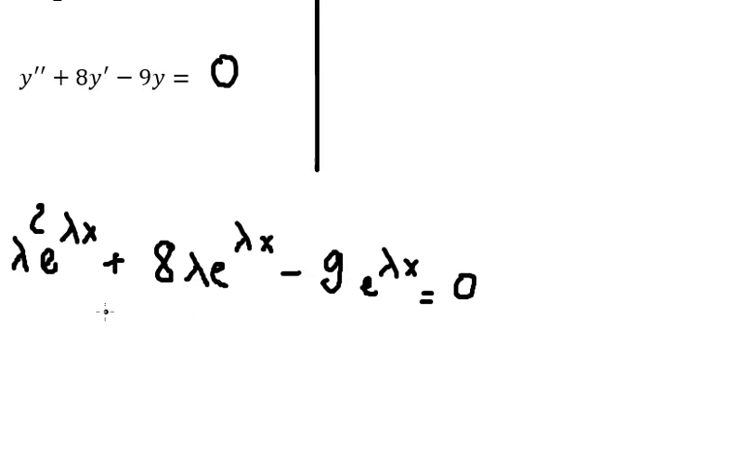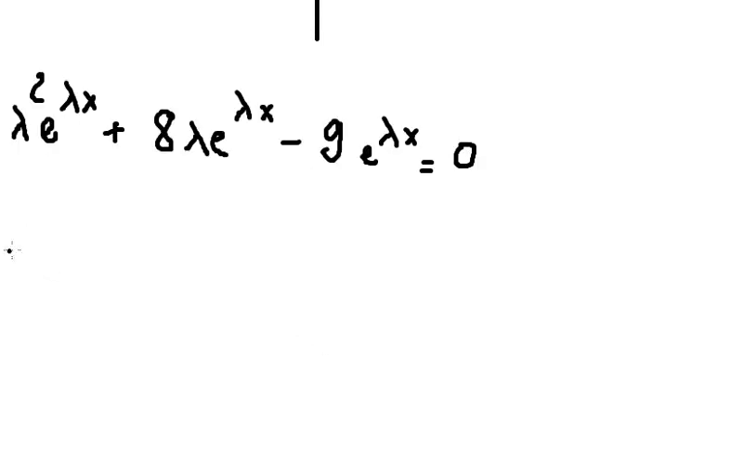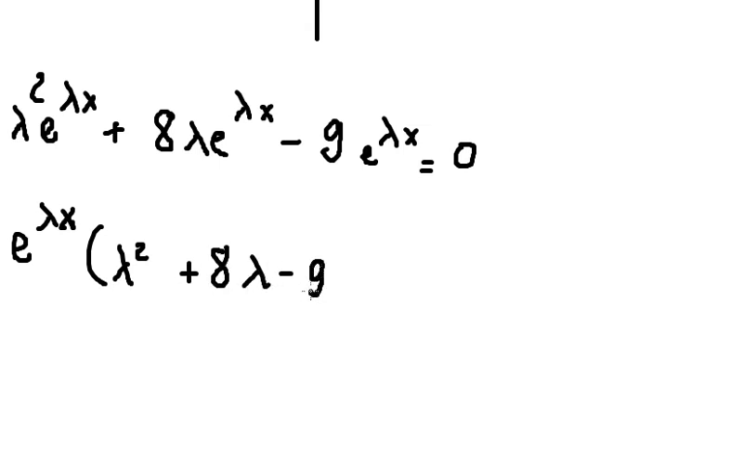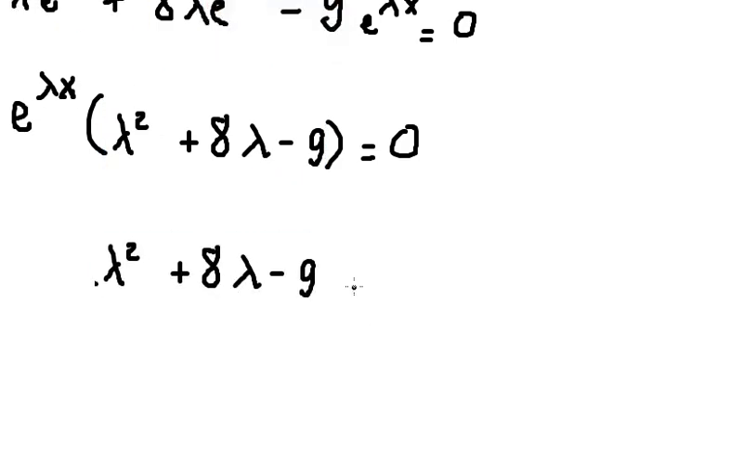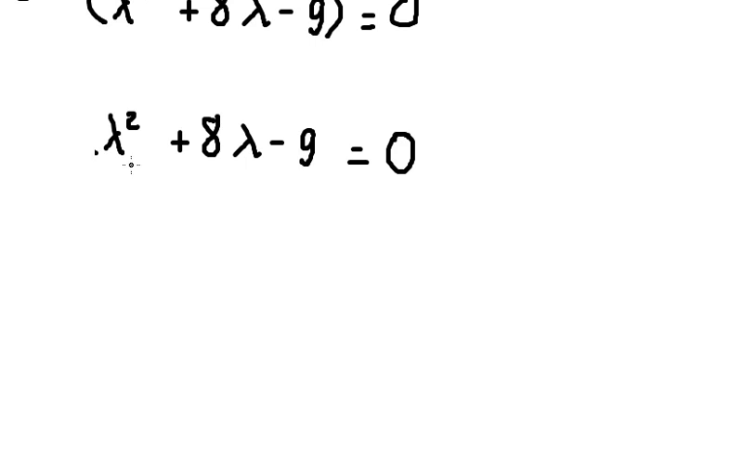Now we can do factorization by e to the power of lambda s. So we have lambda square plus 8 lambda minus number 9. Now we need to find the solution of this equation, and we have lambda equals number 1 and lambda equals negative number 9.